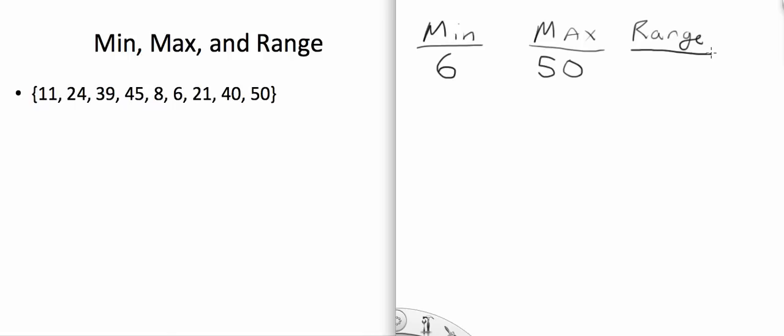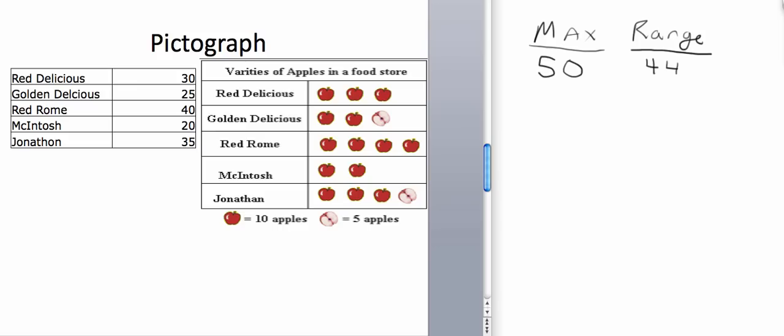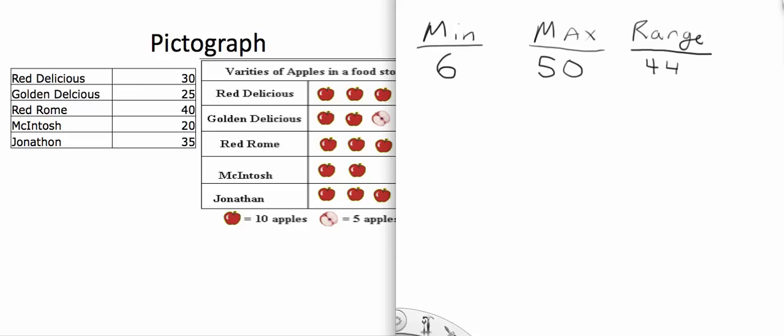Now, it wouldn't make much sense to us to subtract 6 minus 50. We always subtract the big number minus the little number, which if we do that gives us an answer of 44. Okay, so that's the min, max, and range of this data set. You'll deal with some bigger data sets, bigger numbers, but I think that's fairly straightforward for us to go through.